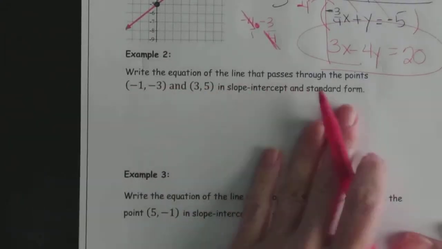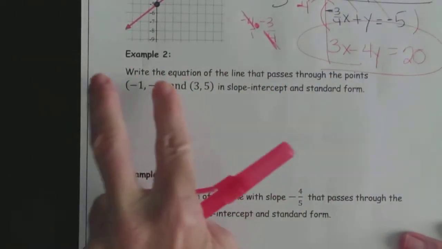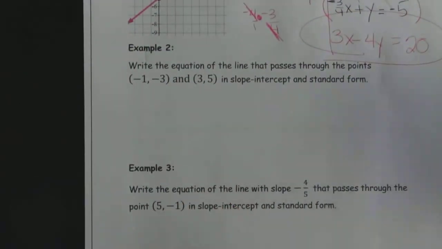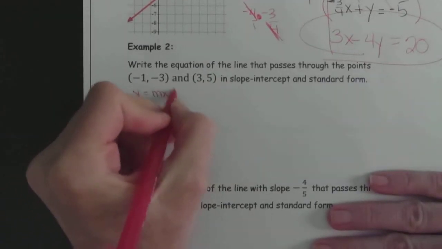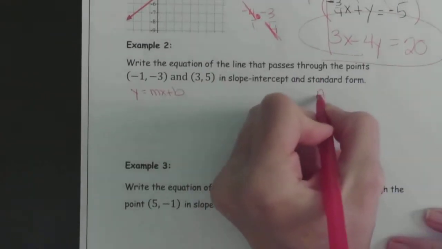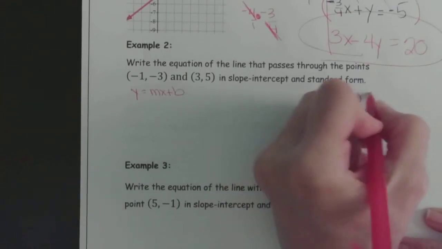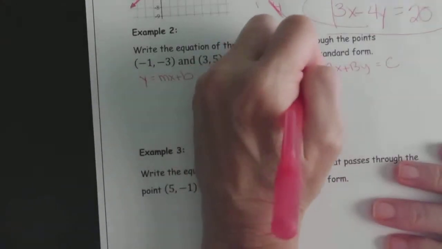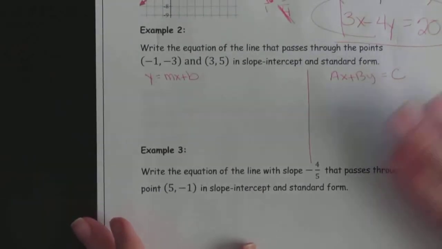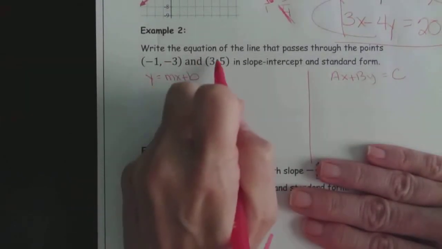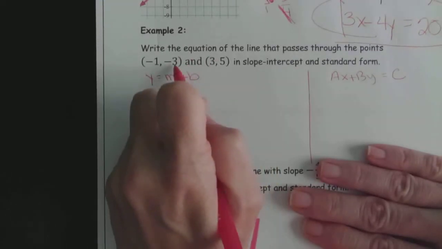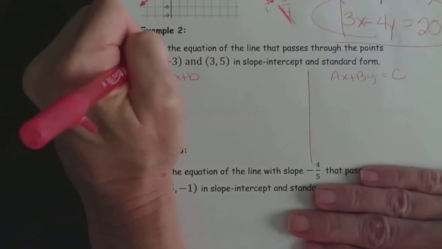Example 2: write the equation of the line that passes through the points (-1, -3) and (3, 5) in slope-intercept form and standard form. Okay, same idea. They want it in two forms with the given information. No graph given, so we have to tackle this a little bit differently. Let's start with slope-intercept, y equals mx plus b. Over here, standard, ax plus by equals c.